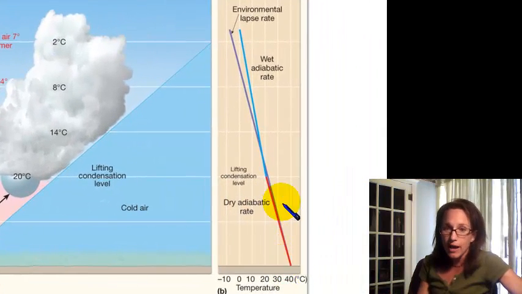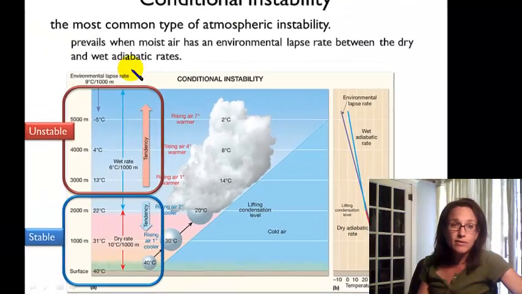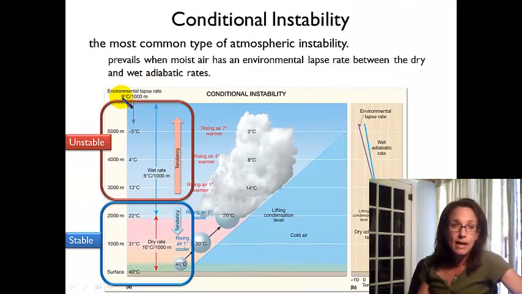And so it doesn't need to be lifted up. So if we look at the graphs, that environmental lapse rate is actually a rate that's between the wet rate and the dry rate. So in this case, our environmental lapse rate is 9 degrees Celsius, our dry rate is 10, our wet rate is 6, and so 9 is between 6 and 10, and so we call this conditional instability.